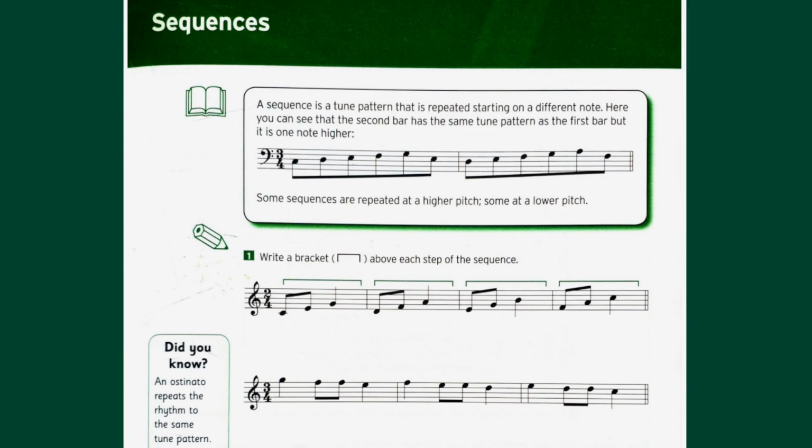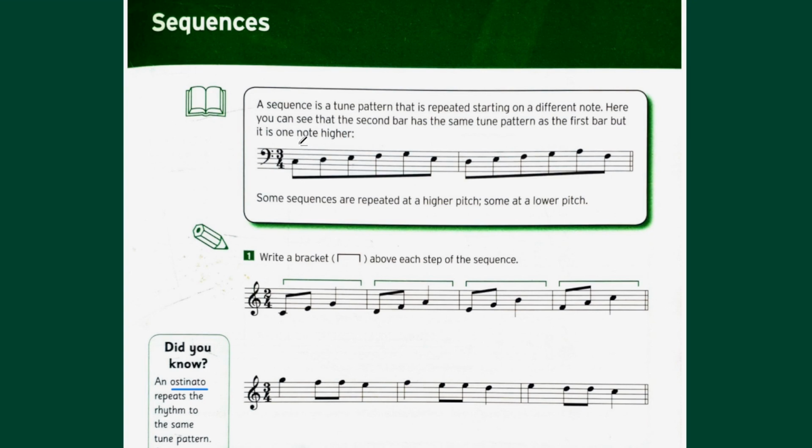one note higher. If you can remember, we learned about an ostinato in grade 1, so you want to highlight this before we start. An ostinato is a rhythm pattern that keeps repeating with the same notes, but a sequence is different. It can have the same rhythm pattern but different notes.